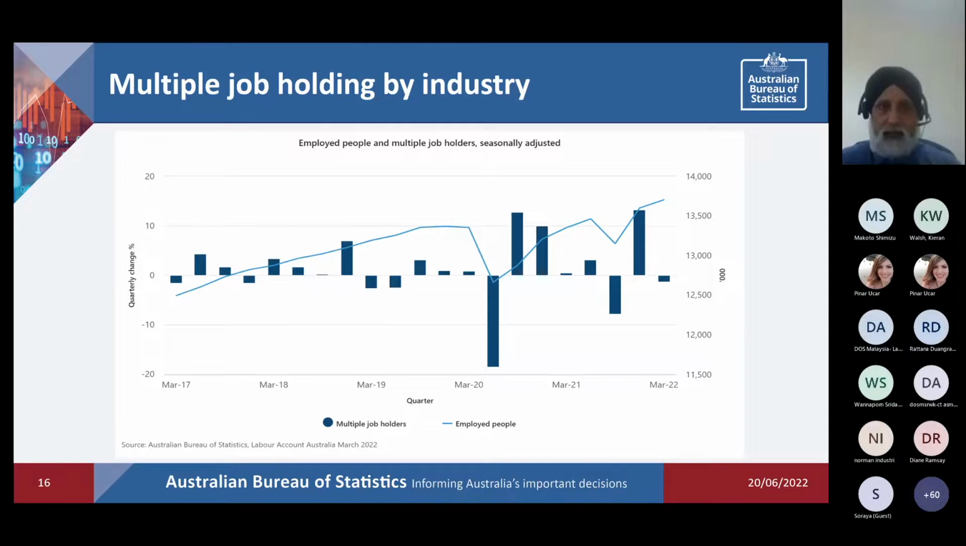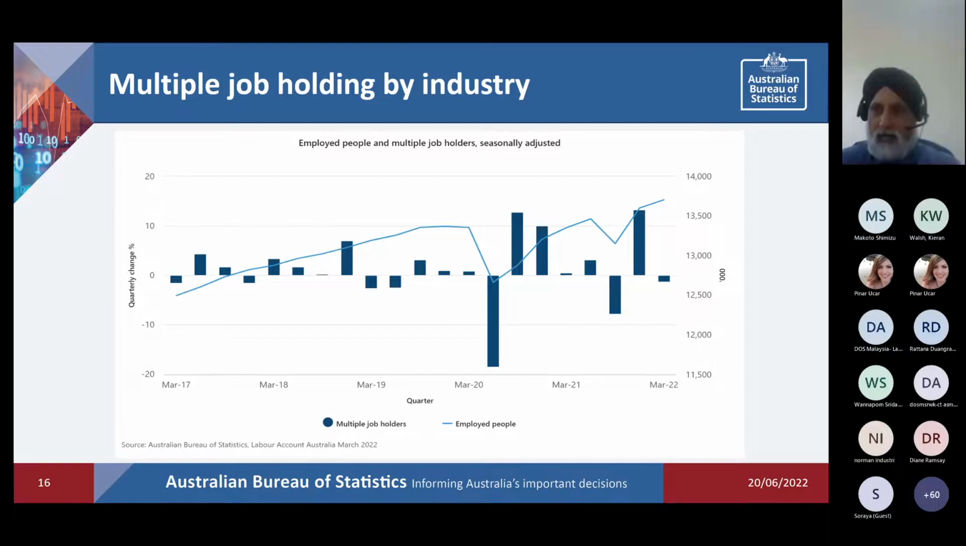So this chart shows the number of employed people in Australia over time, with the light blue line, against percentage changes in the number of multiple job holders. You can see a very large percentage drop in the number of people holding multiple jobs in the March 2022 quarter. It's also worthwhile noting that the proportion of people holding more than one job has risen from 5.9% two years ago, just before the COVID-19 period, to 6.4% now.